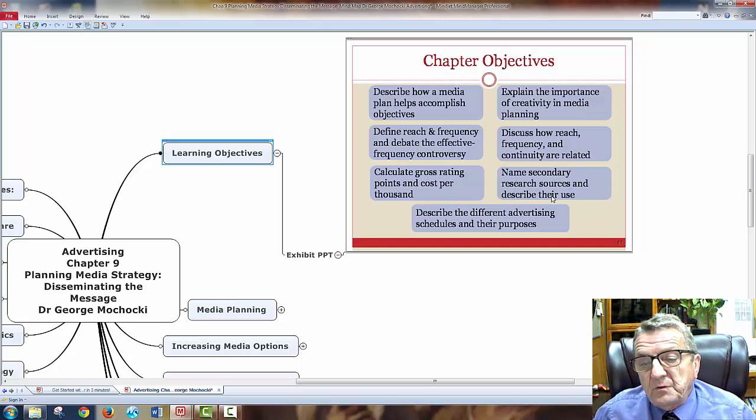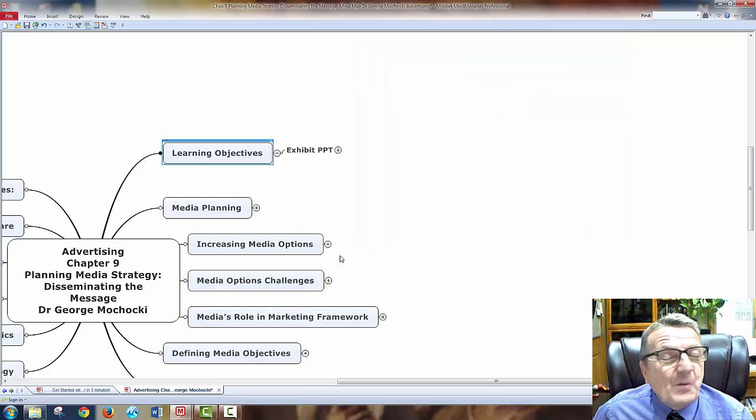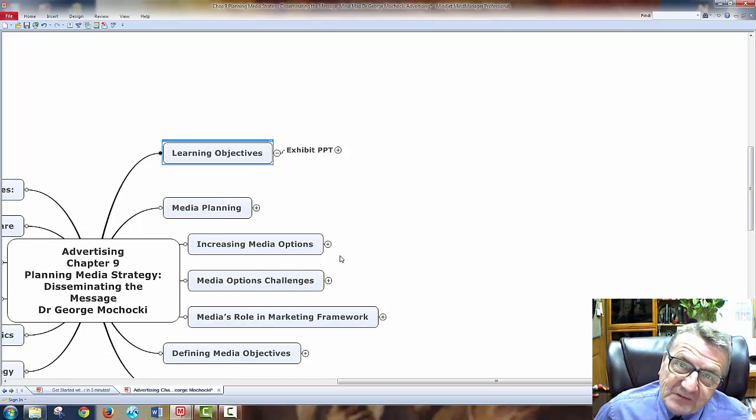Name the secondary research sources and describe their use. Describe different advertising scheduling and their purposes. This is what we're going to be covering for this. It sounds boring, but it's very interesting, because you have to understand that.